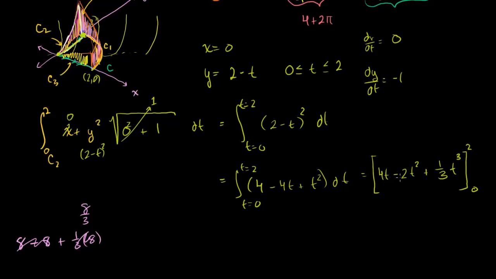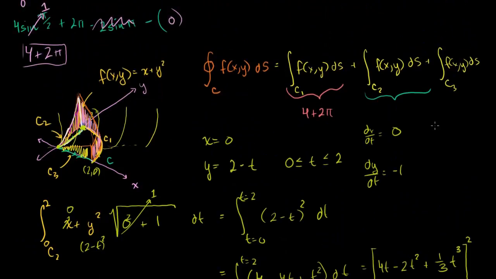We have 4 times 0, 2 times 0. All of these are going to be 0. So minus 0. So just like that, we found the surface area of our second wall. This right here is 8/3. And now we have our last wall, and then we can just add them up.